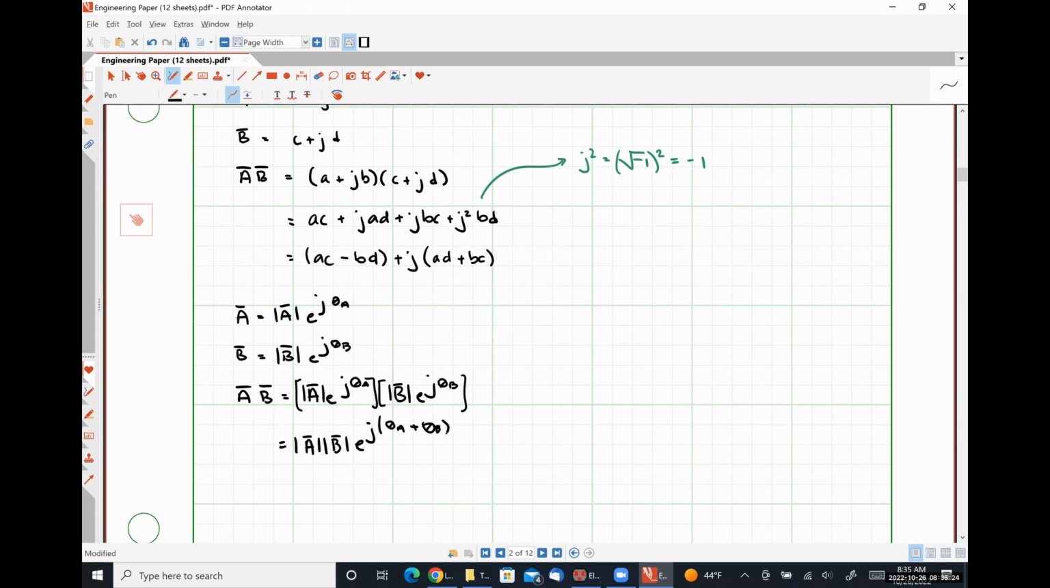Pretty trivial. And it's obviously the exact same thing in polar form complex numbers because polar form is really just a shorthand notation for exponential form complex numbers. Okay.